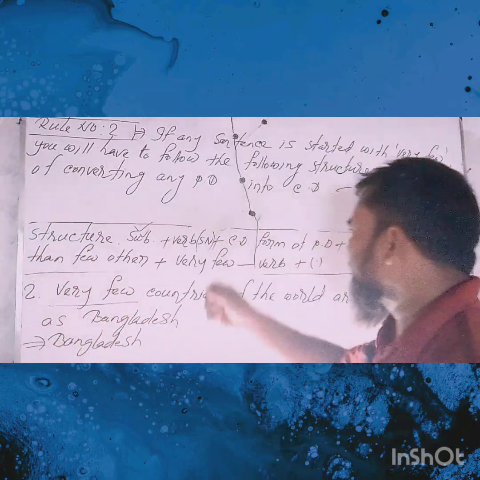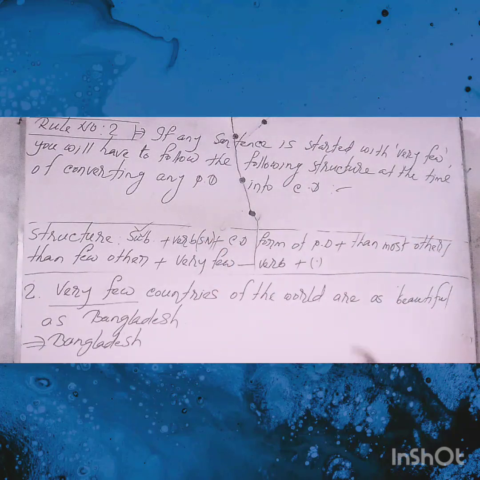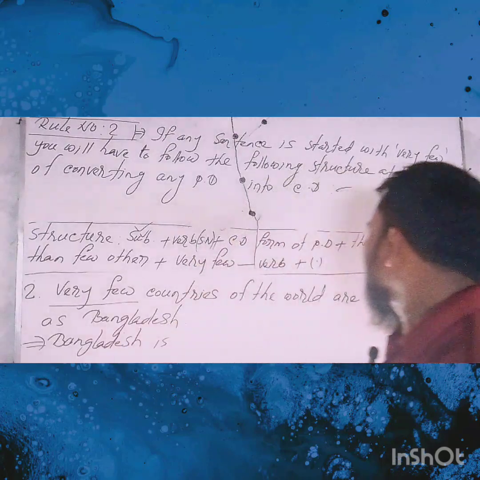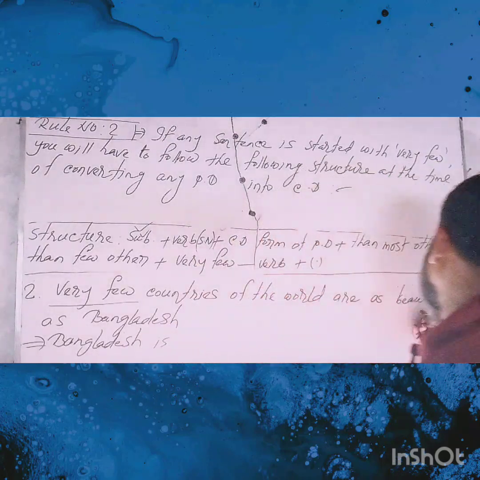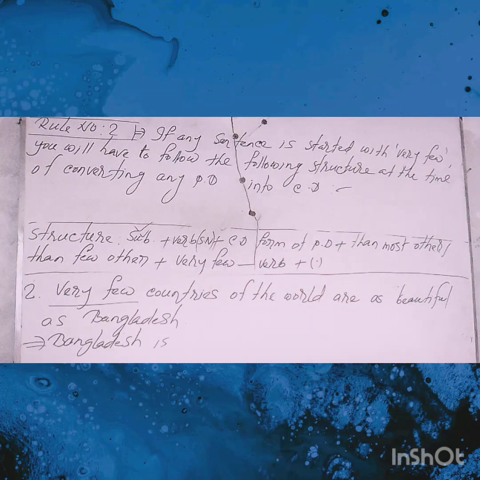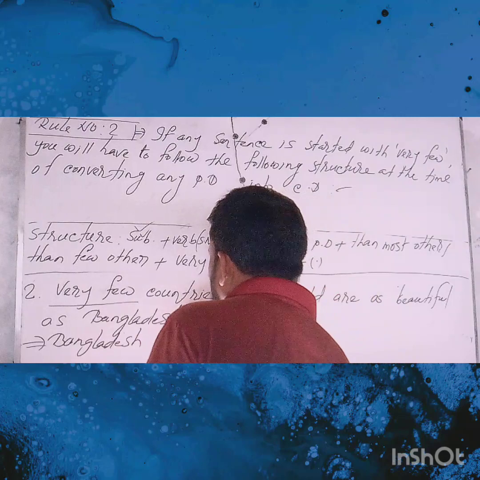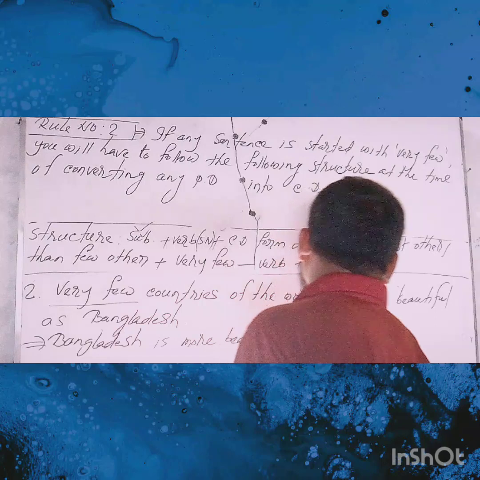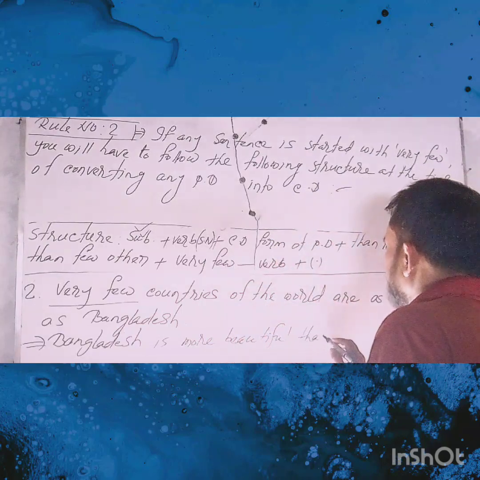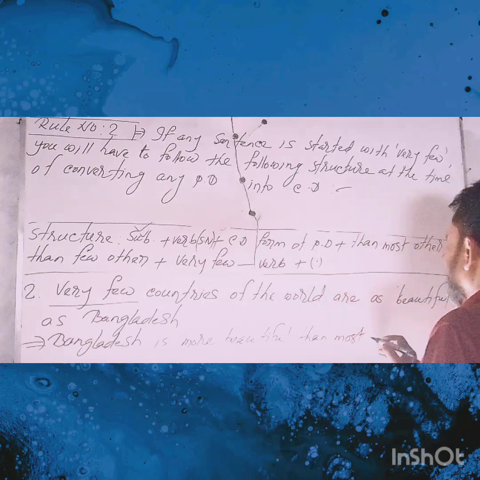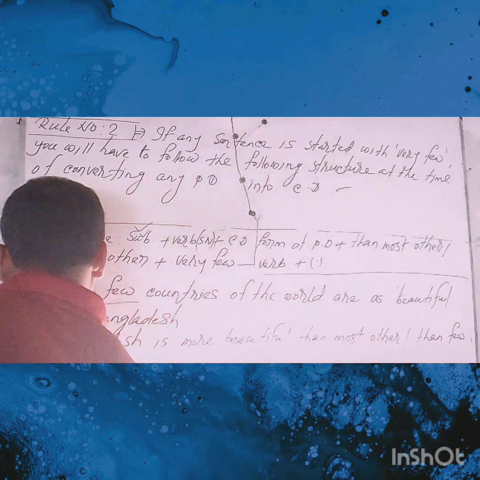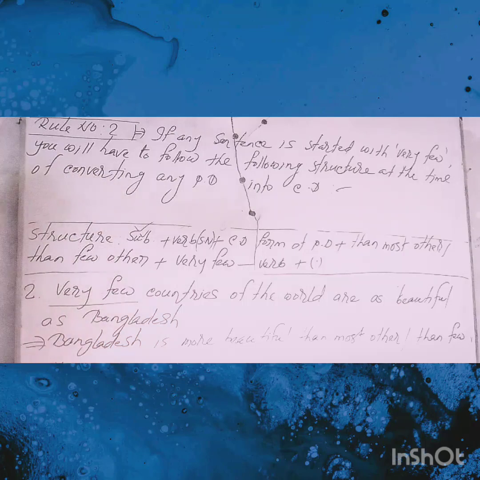Learn this. Next, number two, we'll have to use the singular form of the verb. Here the verb is "are", and the singular form of "are" is, of course, "is". Okay. Next is the comparative form of the PD. Here the PD is "beautiful", and the comparative form of "beautiful" is, of course, "more beautiful". Then we'll have to write down "than most other", "than", "few other". Okay, dear learners.